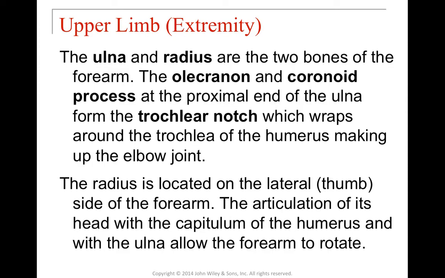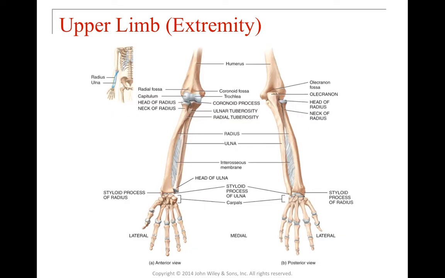The radius is located on the lateral side of the forearm, so the side that's closest to your thumb. So ulna, pinky; radius, thumb. And the articulation of the head of the radius with the capitulum of the humerus is going to interact with that region of the radius and with the ulna, and that allows the forearm to be able to rotate. So the head of the radius and the capitulum of the humerus and the ulna are all going to be at the same location, allowing the forearm to be able to turn or to rotate. Additionally, the radius and the ulna are held together by this interosseous membrane. So these bones are actually held together by a membrane.